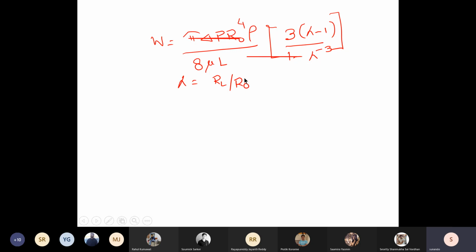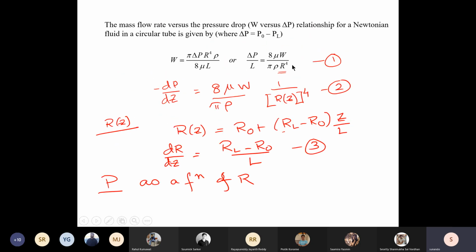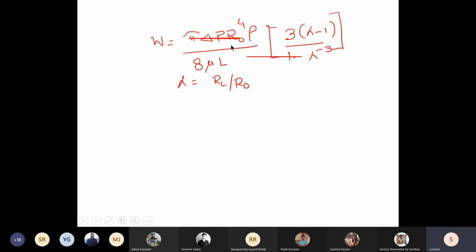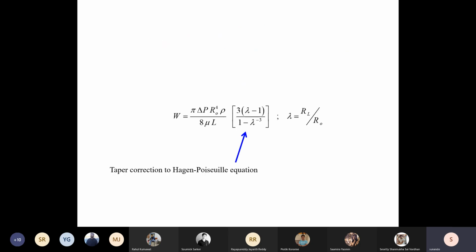This is what we get as the mass flow rate. Now, if you go back and compare it with what we have over here, this specific form where W is pi delta P over 8 mu L, rho times R to the power 4, and compare that with this, where this is R naught to the power 4, what we find is that due to the slight taper of the surface, this additional term inside the third bracket appears automatically in the final expression. So this expression is commonly known as the taper correction to the Hagen-Poiseuille equation.